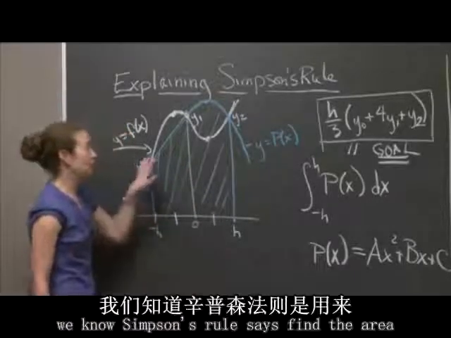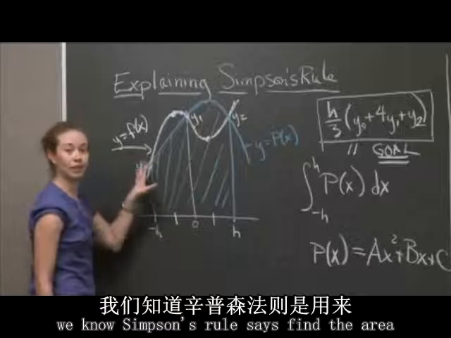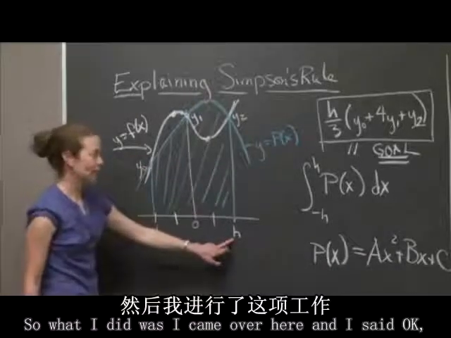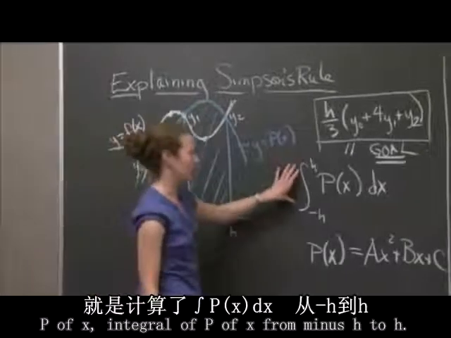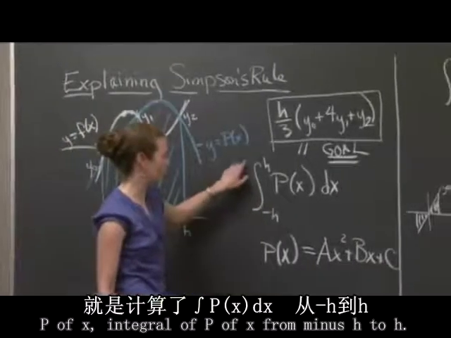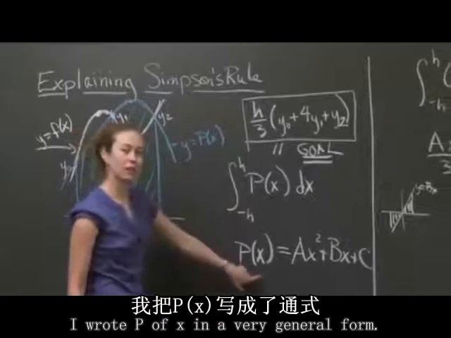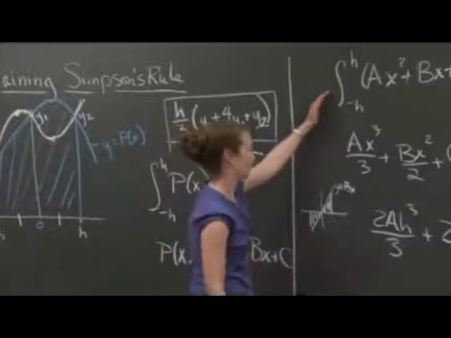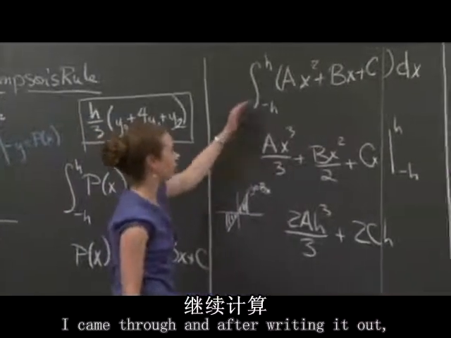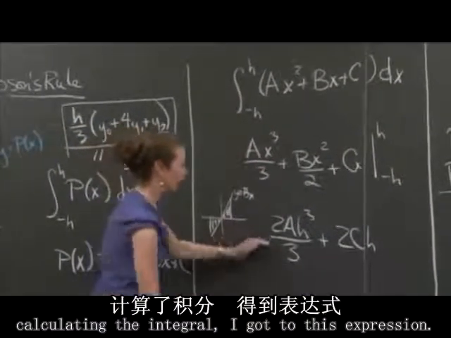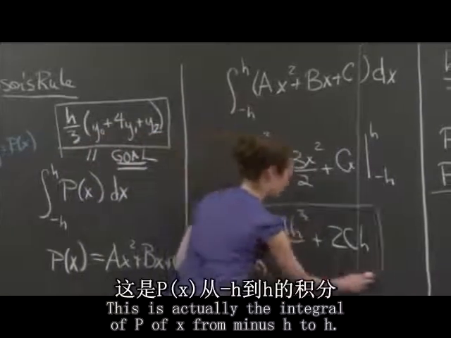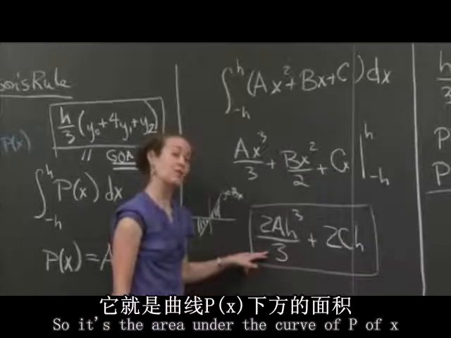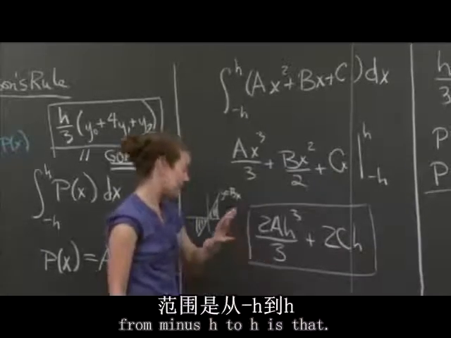And then what I was doing, we know Simpson's rule says find the area under the curve of p of x between minus h and h. So what I did was I came over here and I said, okay, p of x, integral of p of x from minus h to h. I wrote p of x in a very general form. And then I actually found an integral. I came through, and after writing it out, calculating the integral, I got to this expression. This is actually the integral of p of x from minus h to h. So that's the area under the curve of p of x from minus h to h.